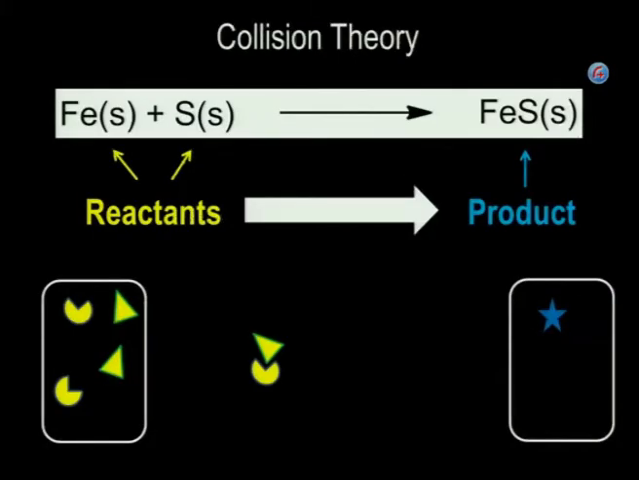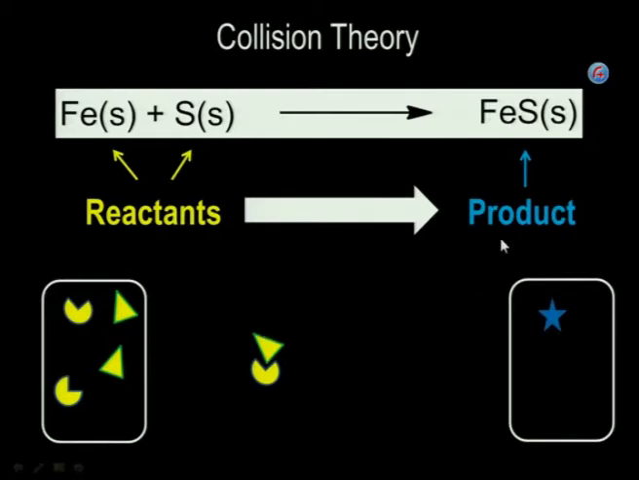So, as I explained previously, for this reaction, we have iron and sulfur, which are the reactants. Then they form iron sulfide, which is the product. So if you have a flask, in the beginning of the reaction, there is only iron and sulfur in the flask. Iron and sulfur need to collide in a certain manner to form your product.